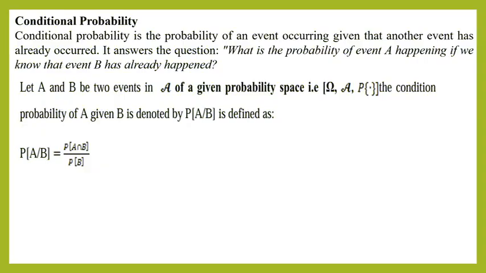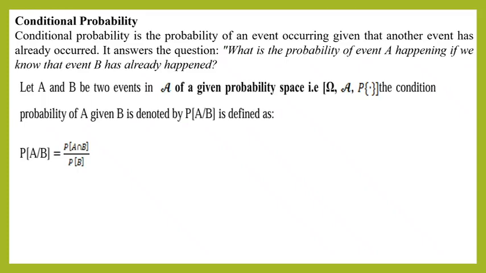Now let's go to conditional probability. Conditional probability is the probability of an event occurring given that another event has already occurred. What does it answer? It answers the question: what is the probability of an event A happening if we know that event B has already happened?